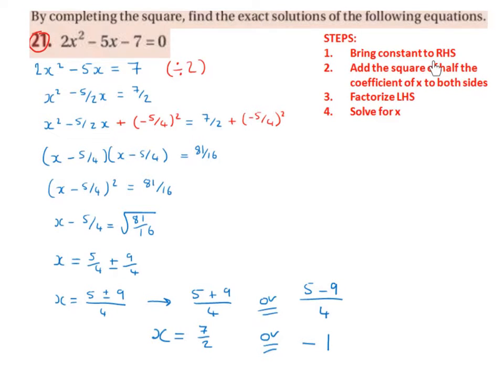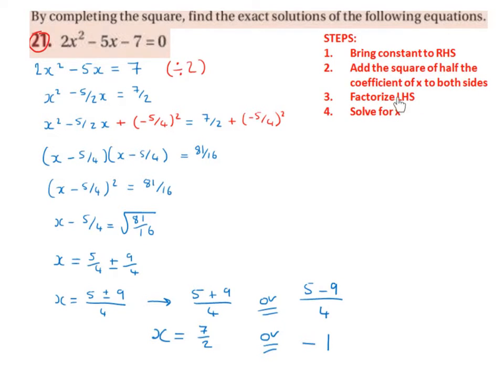Next, we're going to add the square of half the coefficient of x to both sides. So the coefficient of x is now minus 5 over 2, and half of that is minus 5 over 4. So we're going to add minus 5 over 4 squared to both sides.